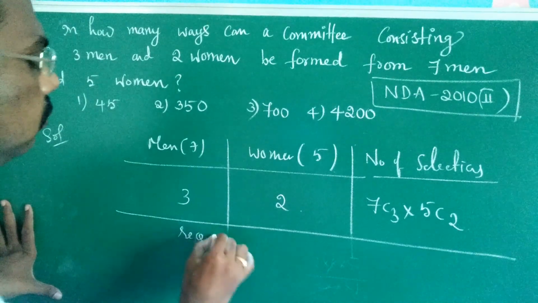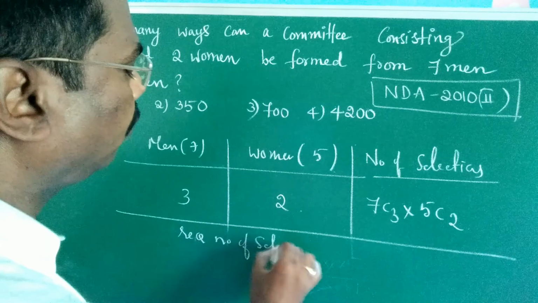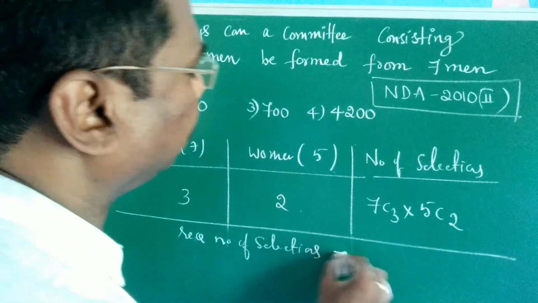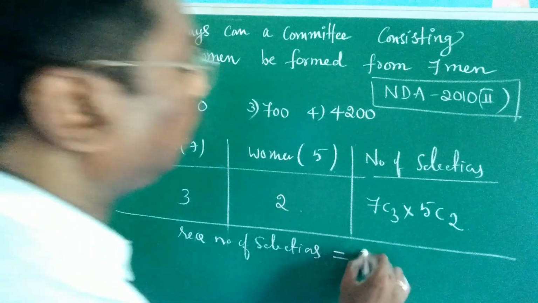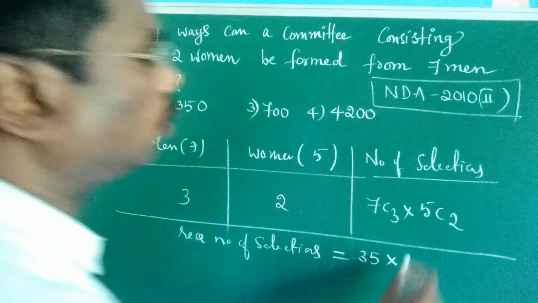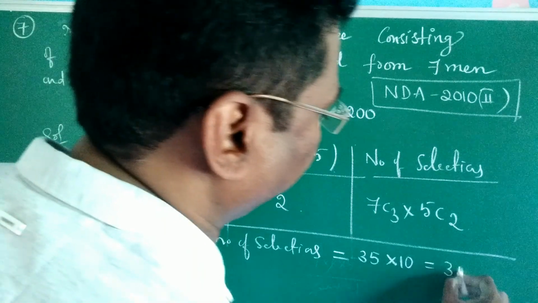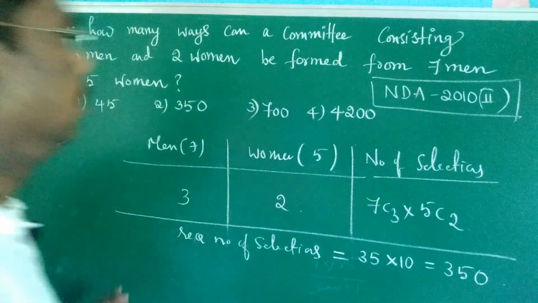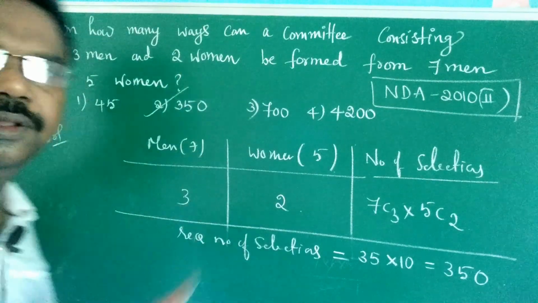Therefore, required number of selections is equal to 35 into 5C2, value 5 into 4 by 2 into 1, 10, is equal to 350. Therefore, option 2 is the correct one.